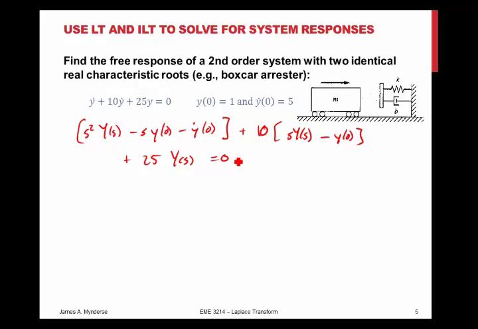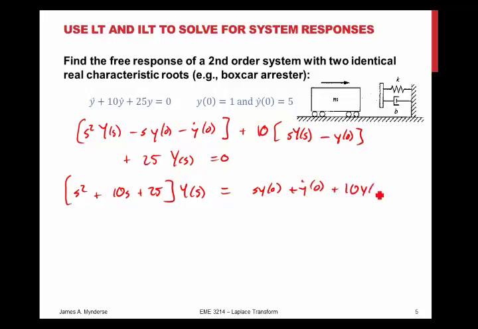Pull out the y of s terms. S squared plus 10s plus 25 times y of s. And let's move our initial conditions to the right-hand side. So we're going to get an s y of 0 plus y dot of 0 plus a 10 y of 0.